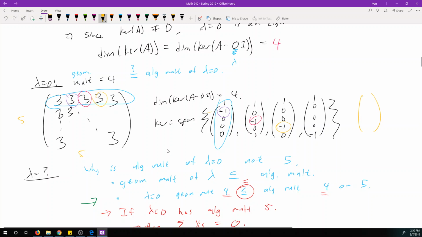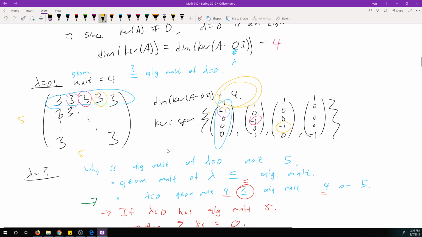Like for example, this is also in the kernel. You could have done something like 0, 0, 1, negative 1, 0. Like that also would have worked, right? So I would just go to matrices that you already have a kernel for and see if you can find something else.